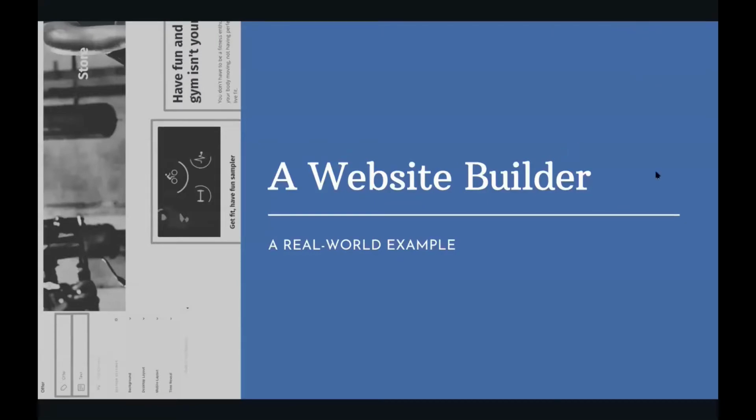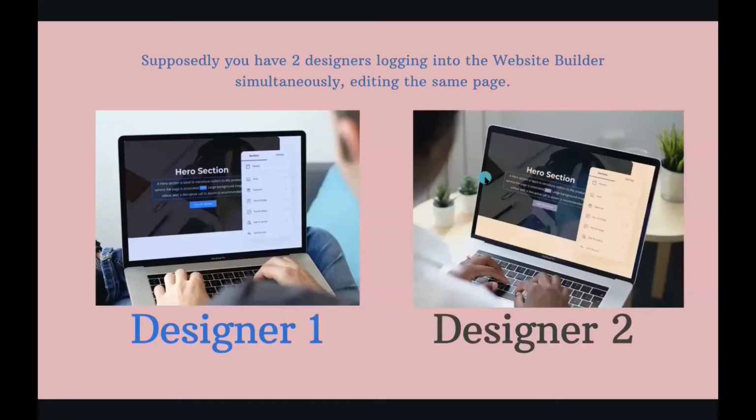A real life problem that some of us have experienced while working with other people. The example I want to give is a website builder, and in this case I use Kajabi as an example because this scenario actually happened to my wife when she was working alongside a boss, trying to build a website using this website builder. Supposedly we have two designers logging into the website builder simultaneously, right? And they're both editing the same page. We have designer one on the left, designer two on the right. They're looking at the same page. Designer one starts editing first, and then designer two starts later.